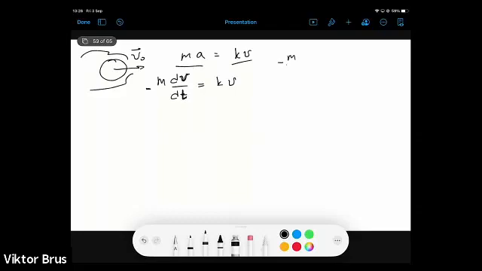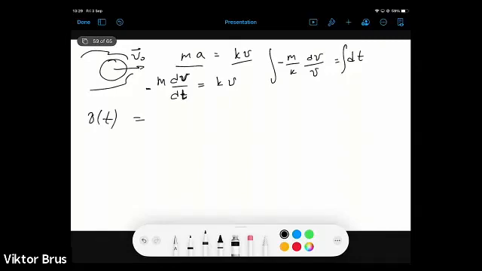Will be minus m over k dv divided by v is equal to dt. And then we can integrate the left and right sides. Here we will not go into details, but the most important thing to understand is that the drag velocity depends on v. V is a function of time, which means the drag force is also a function of time. So from this differential equation, we can get how v depends on time.